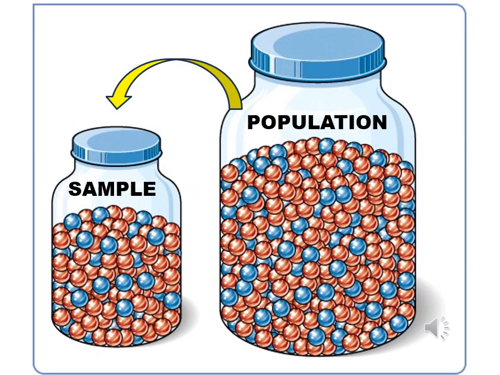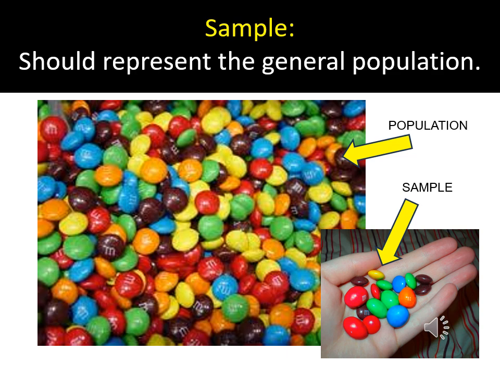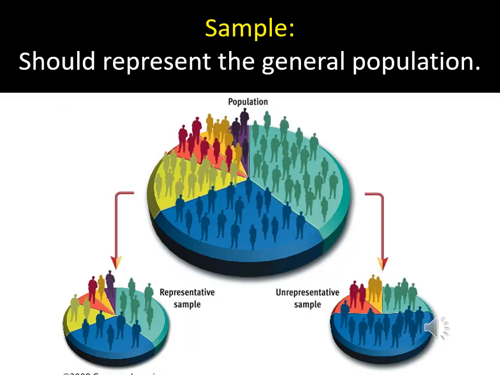We'll look at a couple examples here. So there's our population, there's our sample. It should reflect and represent. It's not all blue, it's not all red. It should accurately be balanced. Here we have M&Ms, population and sample. So the M&Ms that are in your hand should reflect the population that's in the larger bag. And they don't melt in your hand, right? Just in your mouth.